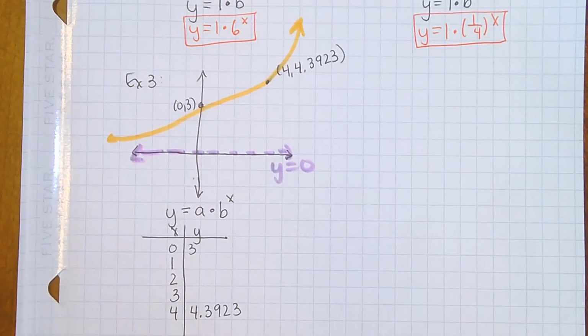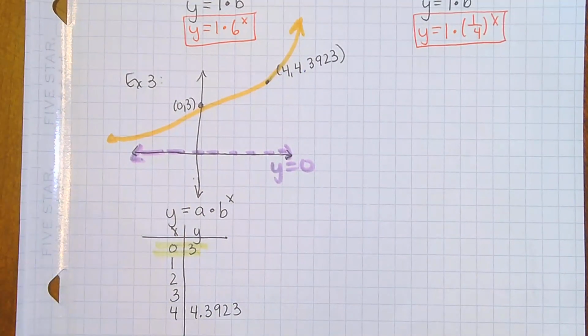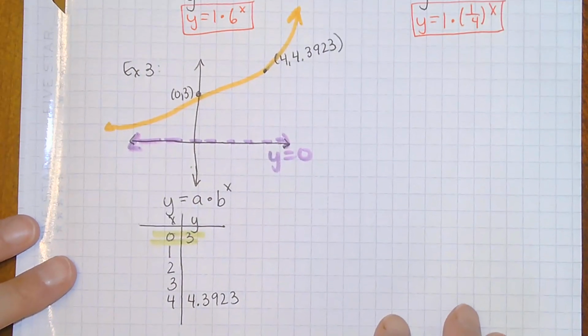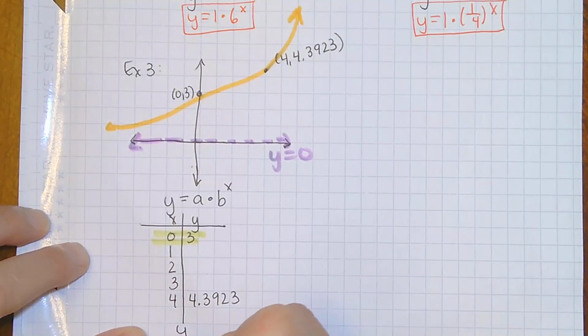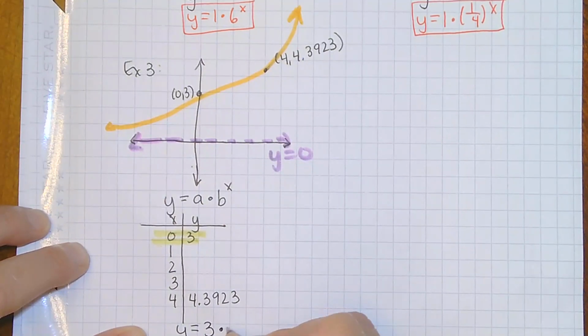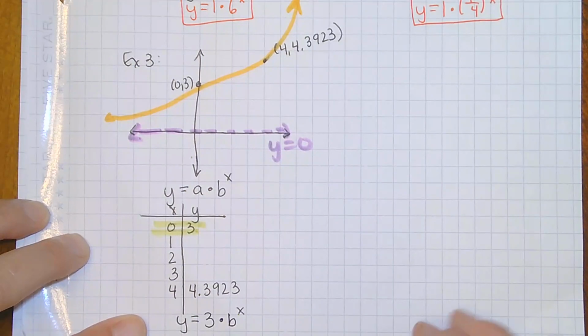And so I do know my start. I know my a because my y-intercept is 3. So right now I know my equation is going to be of the form y equals 3 times some b to the power x. I need to figure out what that b is.